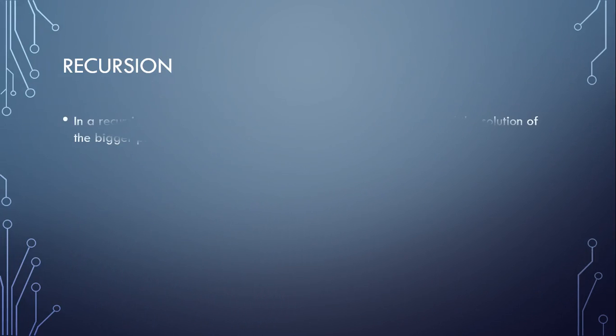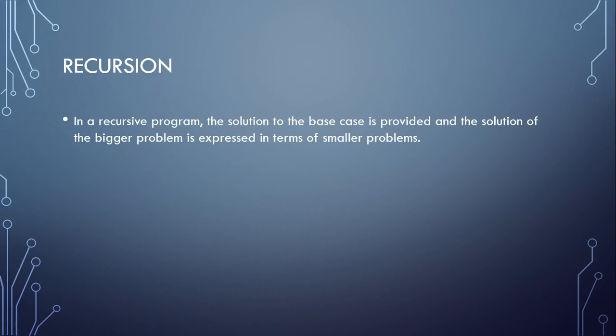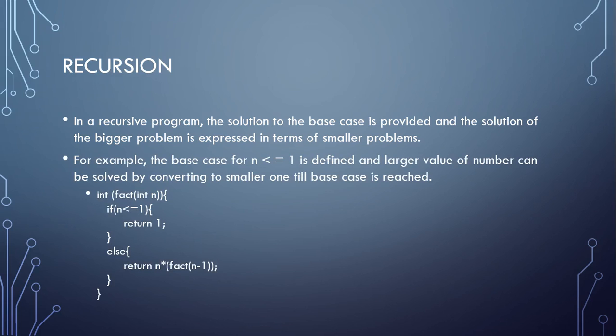Now, with recursion itself, in a recursive program, the solution to the base case is generally provided within the code. And the solution of the bigger problem is therefore expressed in terms of smaller problems. So for example, the base case for n less than or equal to 1 is defined, and larger values of numbers can be solved by converting to smaller ones till the base case is reached.